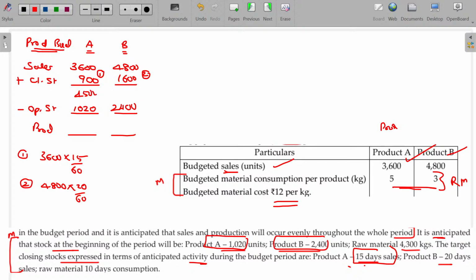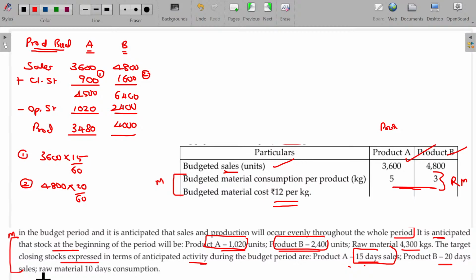We'll now get the answer easily. 4,500 with the closing stock. Opening stock already we have 1,020. 3,480 units to be produced. For B, 6,400 minus 2,400. We are in need of 4,000 units of finished goods to be produced. Okay. Clear? Now we'll go for calculating raw material.